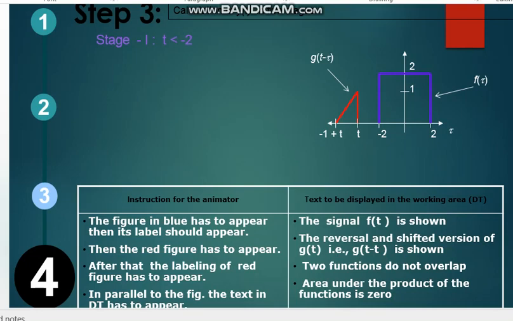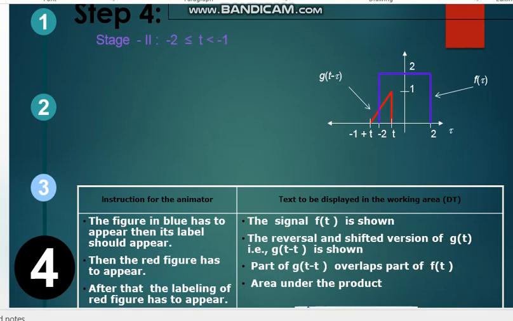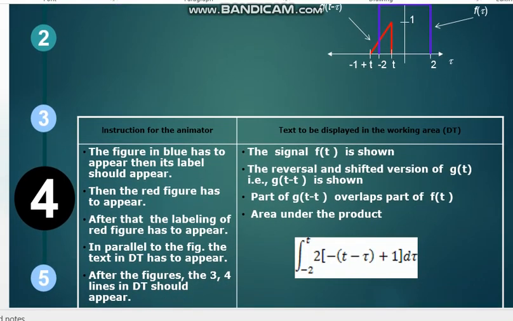After that, in step 4, after coinciding the two graphs, in that situation where they coincide, we get this kind of mathematical expression, because it starts from -2 to t in that particular position. If we want to integrate it from -2 to t, that will be 2, the highest mark, times the function of t minus tau plus 1, d tau.